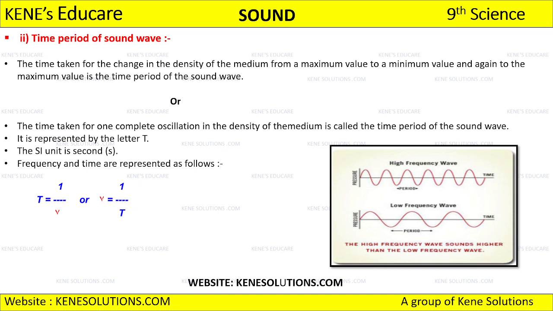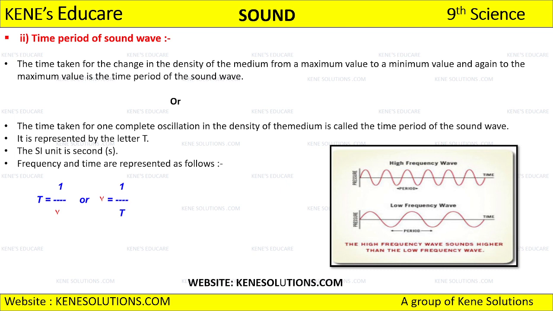So I'll read the definition again. We know that the density of the medium is going to change from maximum value, it will come to minimum, then again maximum, then again minimum, right? Whatever time is needed for this change in the density, we know that as time period of the sound wave. The time taken for one complete oscillation in the density of the medium is called the time period of the sound wave. What is time period?